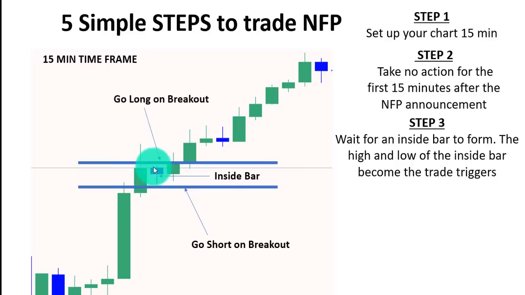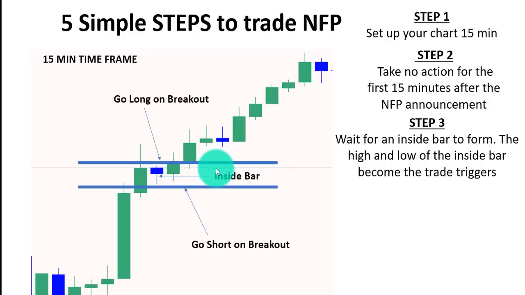Okay, so this is the news event. That's the big news event. So after this event, you wait until you see an inside bar. So inside bar was formed here. So the high of this inside bar becomes our trigger for long. The low of this becomes our trigger for short. So a breakout of either of these levels will put us in a trade. So for this example, we are in a long trade after the breakout of this line here.